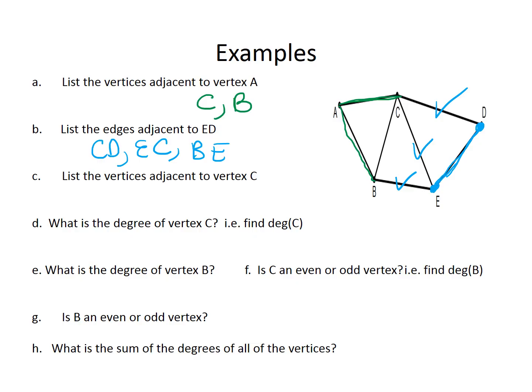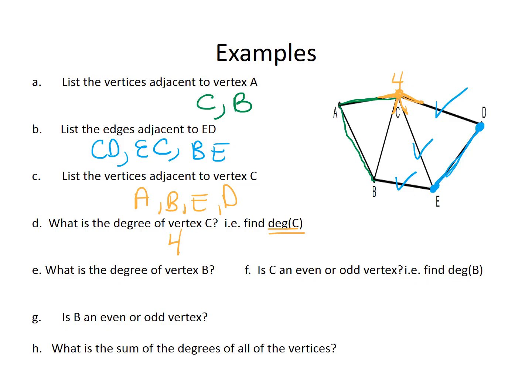List the vertices adjacent to vertex C, that's up here, and it looks like C is connected to all of the other vertices, so that would be A, B, E, and D in any order. Adjacent means shares an edge with, so those are all adjacent to vertex C. What is the degree of vertex C? There are 4 edges coming out, so this has degree 4. And this is the notation for that, degree of C in parentheses. The degree of C is 4.